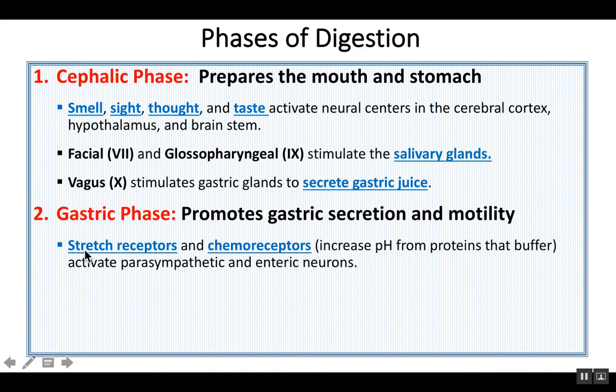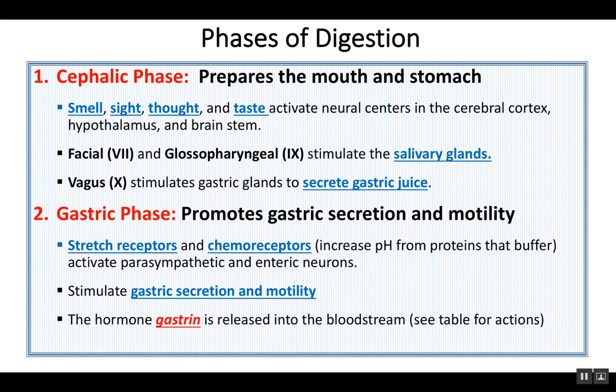So the stomach has stretch receptors and chemoreceptors. And now, as long as there's food and material in the stomach, it'll keep that stomach active. It'll continue the secretion of the acids. It'll continue the motility, which is the muscle contractions of the stomach. And it'll stimulate that stomach to move that material into the small intestine. So this is known as the gastric phase. It's stimulation of the stomach when there's food in the stomach.